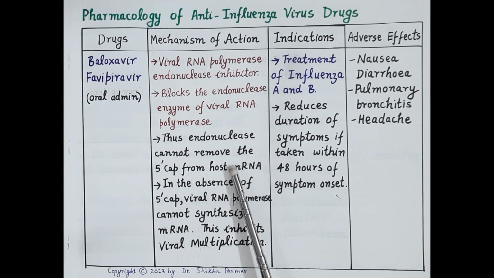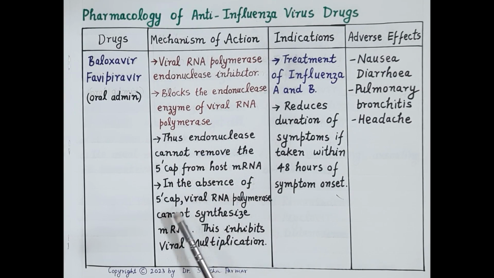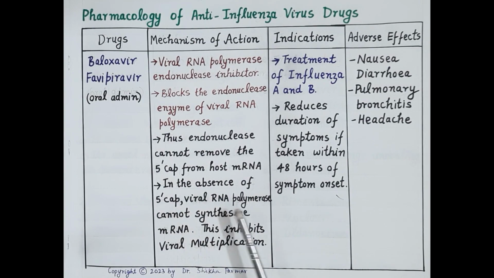So, endonuclease cannot remove the 5' cap from the host messenger RNA, and in the absence of the 5' cap, viral RNA polymerase cannot synthesize viral messenger RNA. So, this prevents the synthesis of viral messenger RNA. There is no synthesis of viral proteins. So, this inhibits the process of viral multiplication.